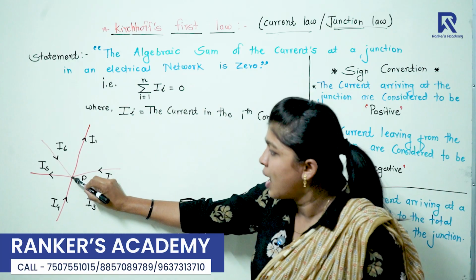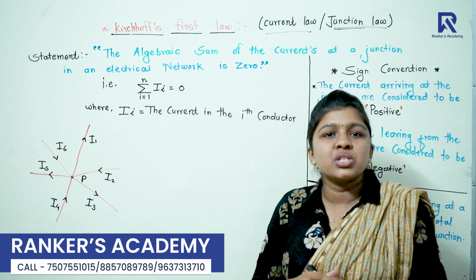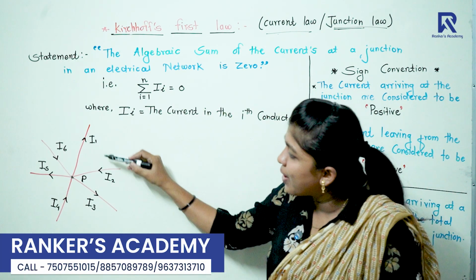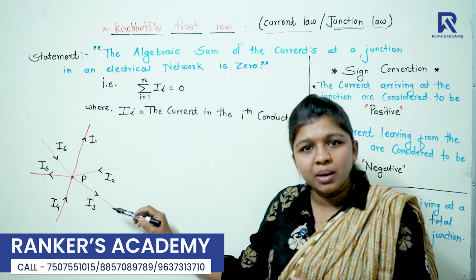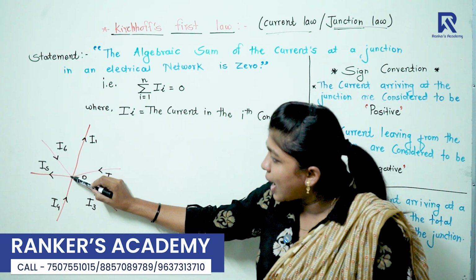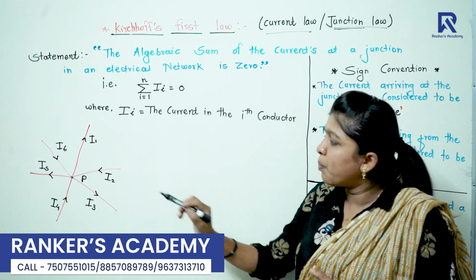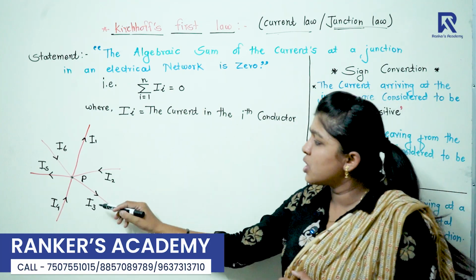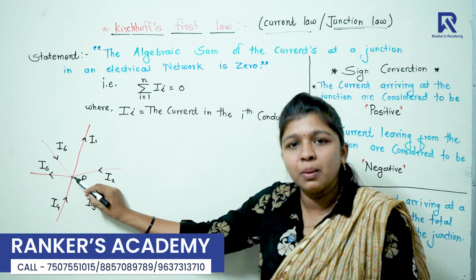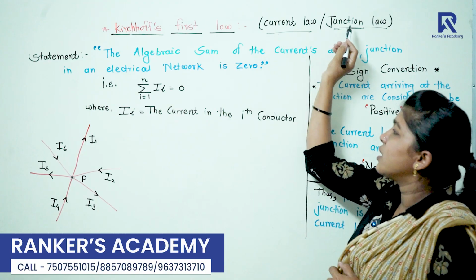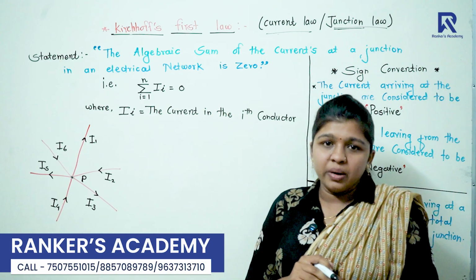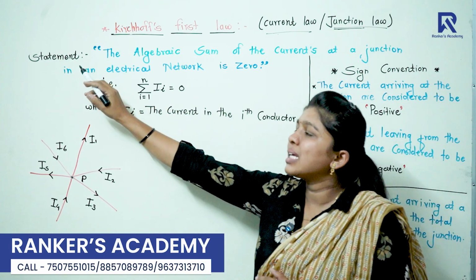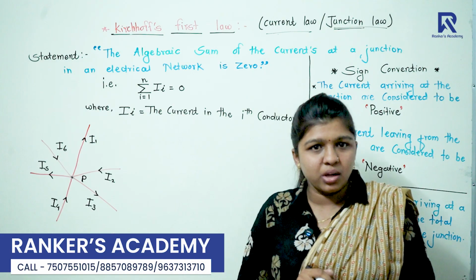Suppose in this diagram, at the point P we can call it the junction point, because different currents are arriving or some currents are leaving from that particular point P. So P is called a junction point, and this law gives the relation of all the currents at the point P, so we can call it a current law or junction law. First we should see the statement of Kirchhoff's first law.